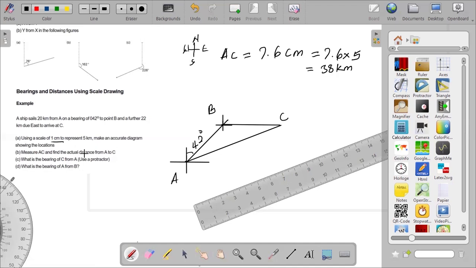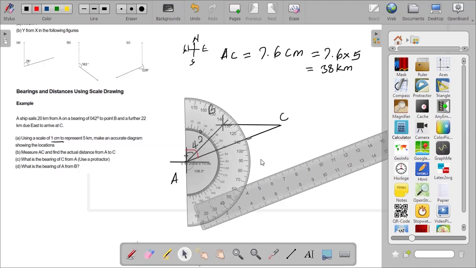C from A. Use a protractor. Look at point C here, and they want us to get the angle. Let me use a different color. C from A is this angle from North Pole until we get to the line C, this line connecting point A and C. So how do we get that? We need a protractor. Angle here, that is 70 degree.